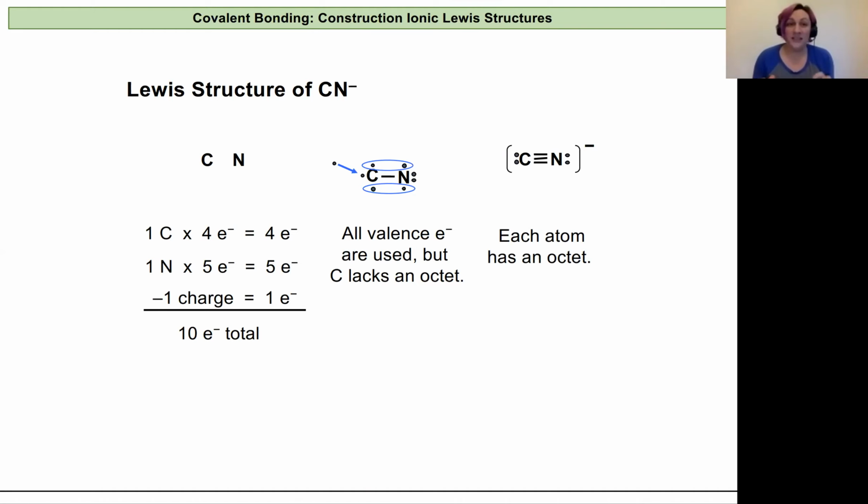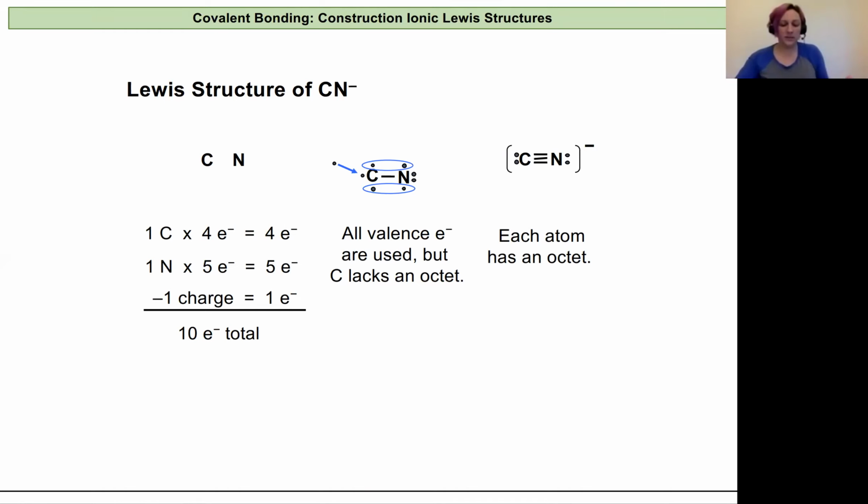So, for these situations, when we're building the Lewis dot structure to describe it, we are going to add electrons if it's a negative charge and remove electrons if it's a positive charge. And you're going to add them or remove them in any way that you need to make the structure work. So, it doesn't have to come from a specific atom necessarily.